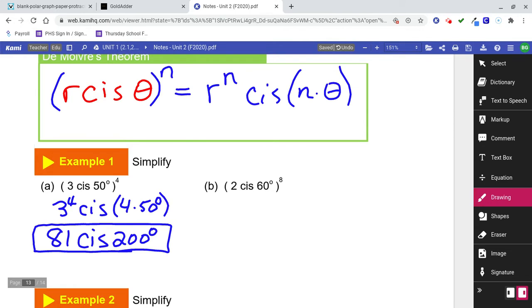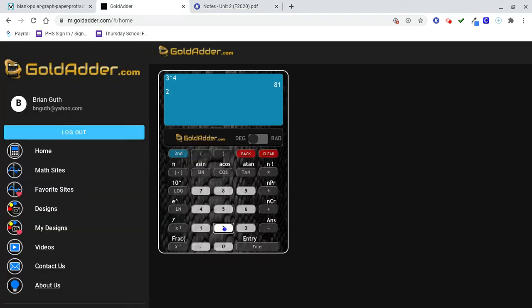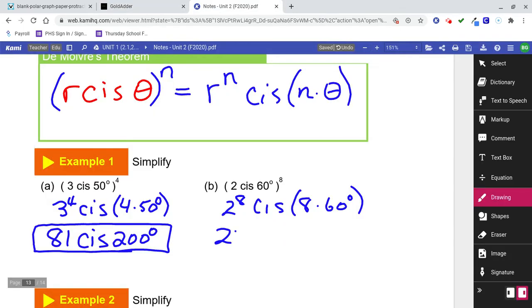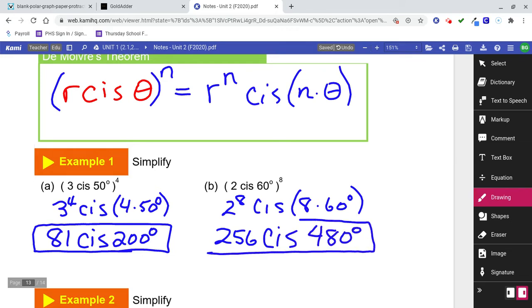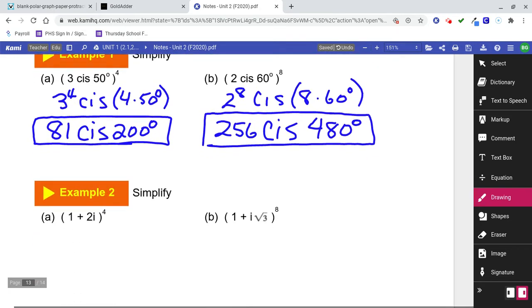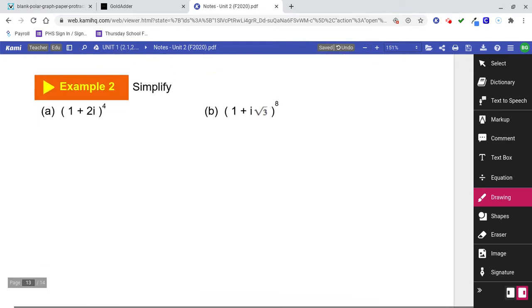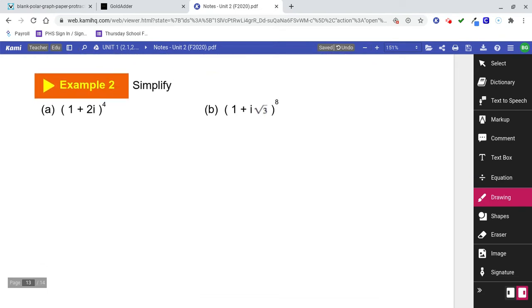Now let's do 2 cis 60. DeMoivre says 2 to the 8th, cis 8 times 60. 2 to the 8th power is 256. 8 times 60 is 480. There we go. All right, I'll do those all day. Number 2 is a little bit harder, okay?